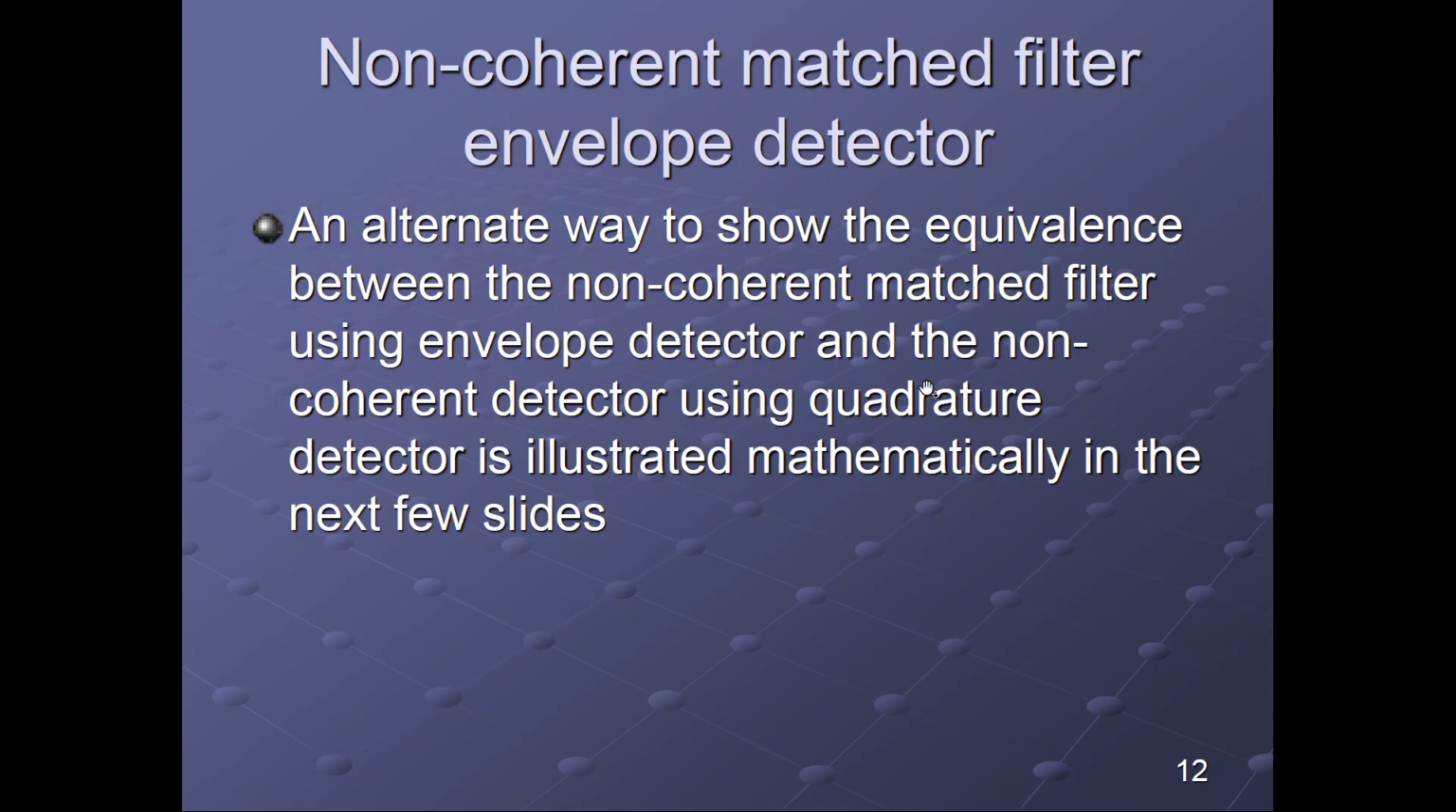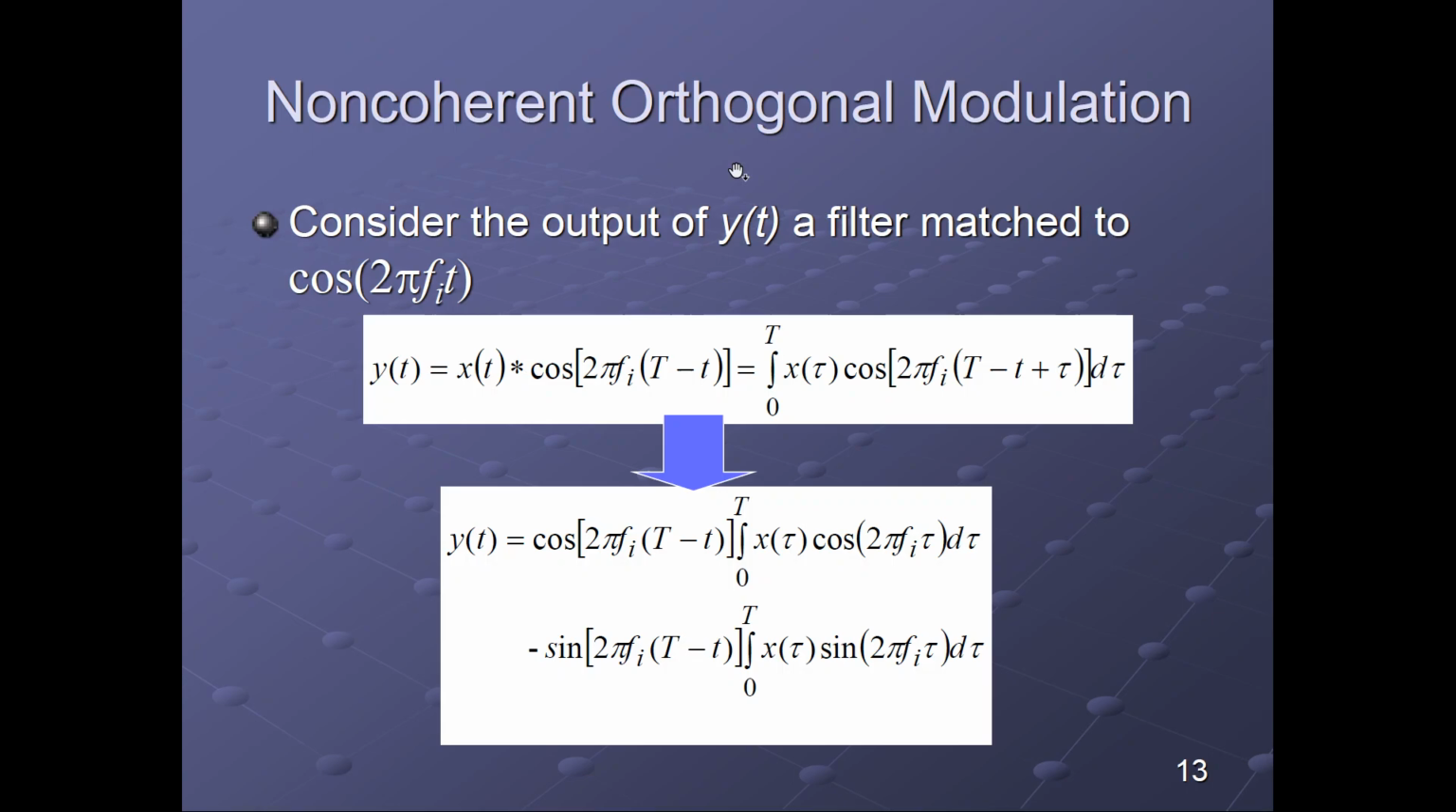Non-coherent matched filter envelope detector. An alternative way to show the equivalence between the non-coherent matched filter using envelope detector and the non-coherent detector using quadrature detector is illustrated mathematically in the following slide. Now, we said that the envelope detector is a way that we can use to detect non-coherent signals. Then this must be equal to the quadrature receiver with matched filter, quadrature receiver with correlator. How do you prove that?